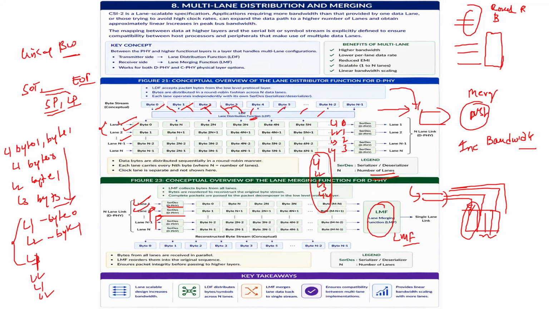These short packet methods support the low power states. The low power states carry the start of transmission, the end of transmission, how many bytes are transmitting, and the number of lanes used from the transmitting side to the receiver side. All these things are taken care of here. Clear? All these topics. Okay.